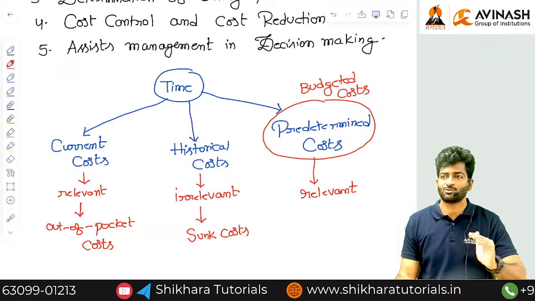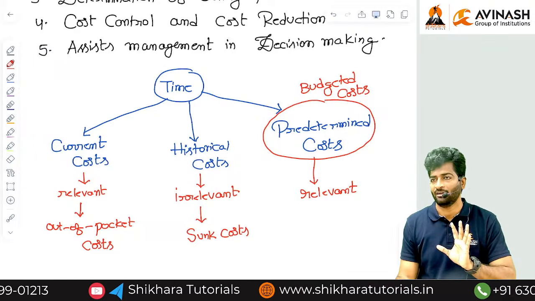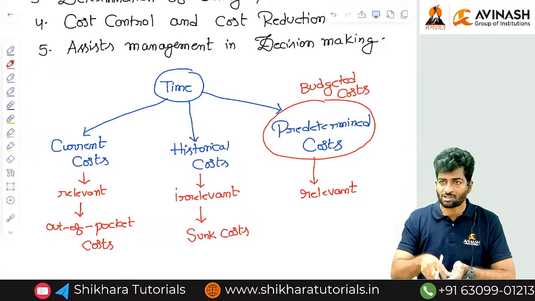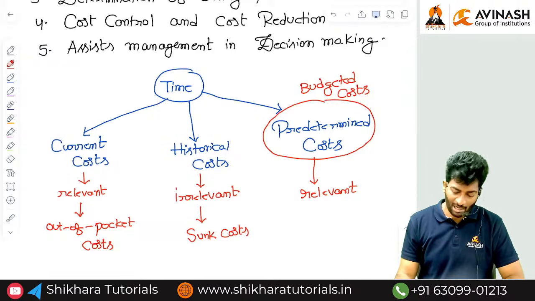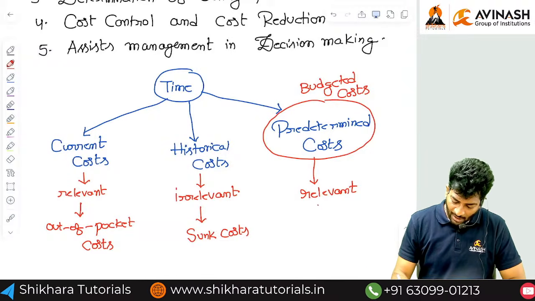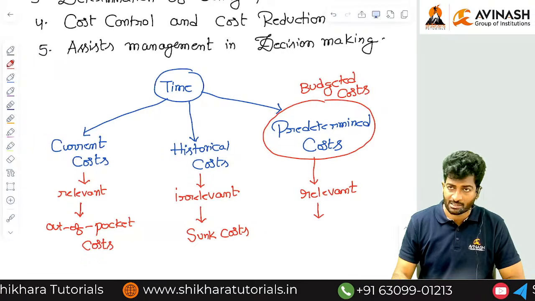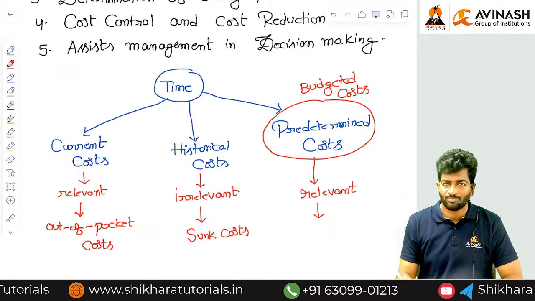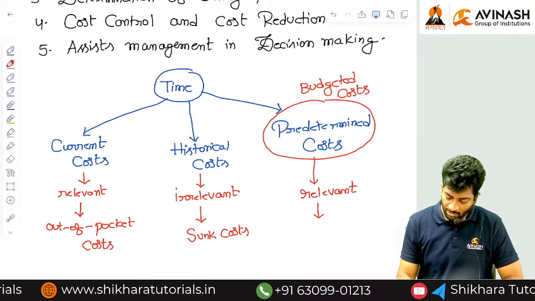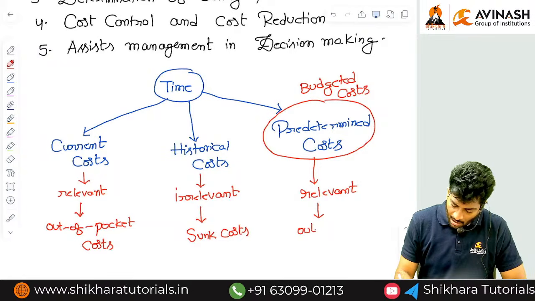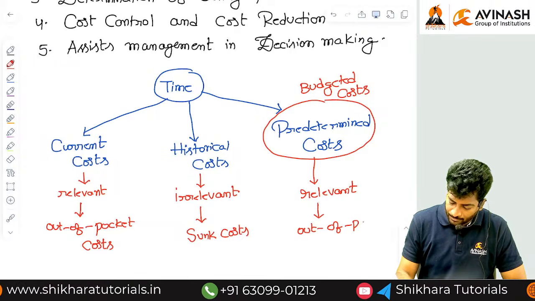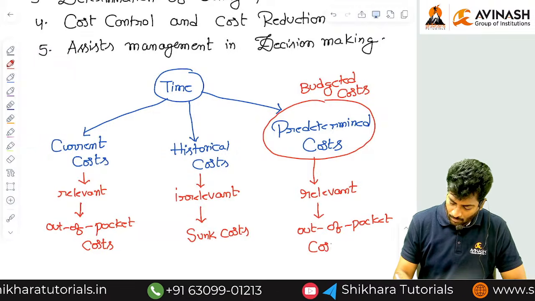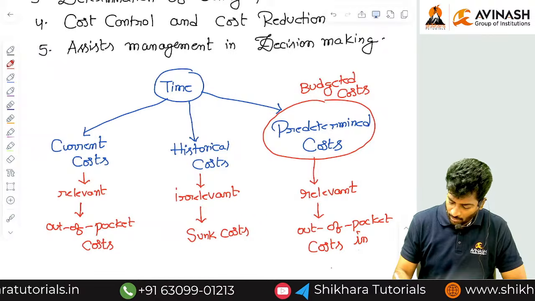Only the expenses which are already incurred are irrelevant. Whether it is incurred today or is going to be incurred in the future because of this decision, all those numbers are relevant. Clear? Now if you ask me why it is relevant for decision making, it is because this is going to be the outflow in the future. So this is the out of pocket expenses in future.